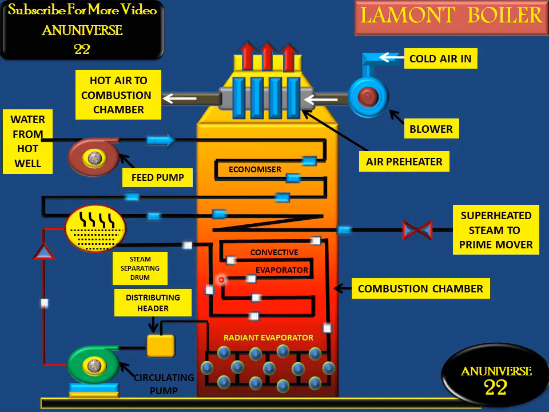And here this is the cold air when it enters with the help of the blower to the air preheater. Then it is heated, and flue gases first heat the evaporator tubes. Here are the flue gases in the furnace, they heat the evaporator tubes. Then these are used with the help of the economizer to heat the water, and then these flue gases are used to heat the cold air.